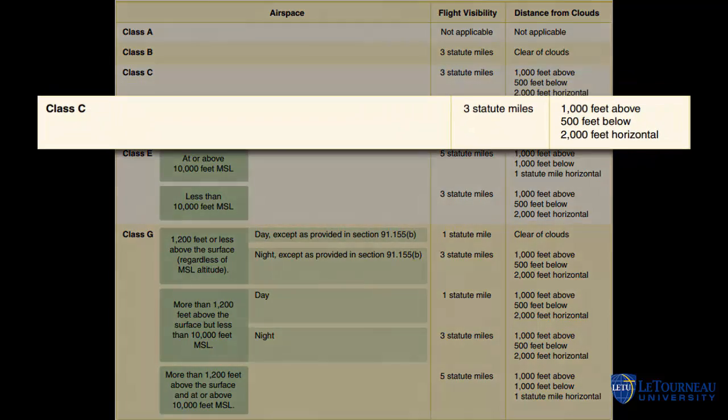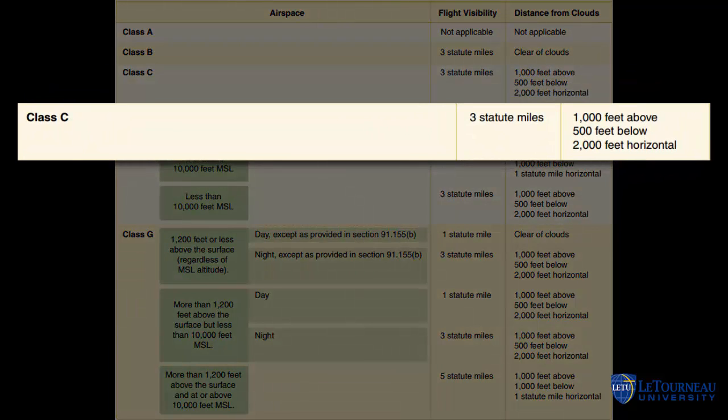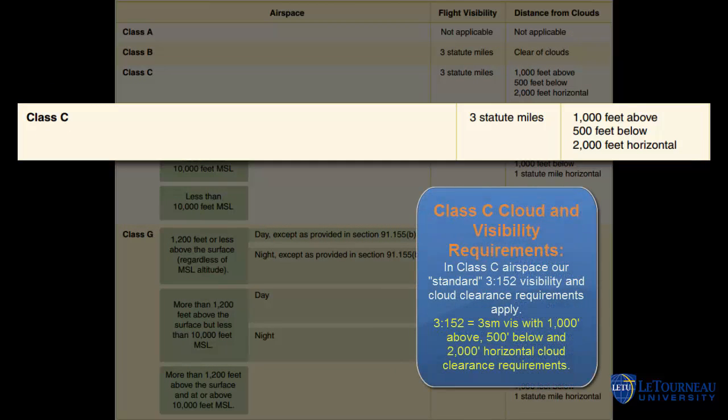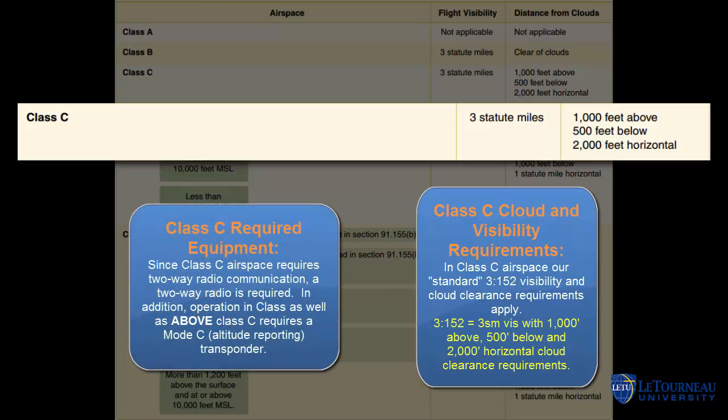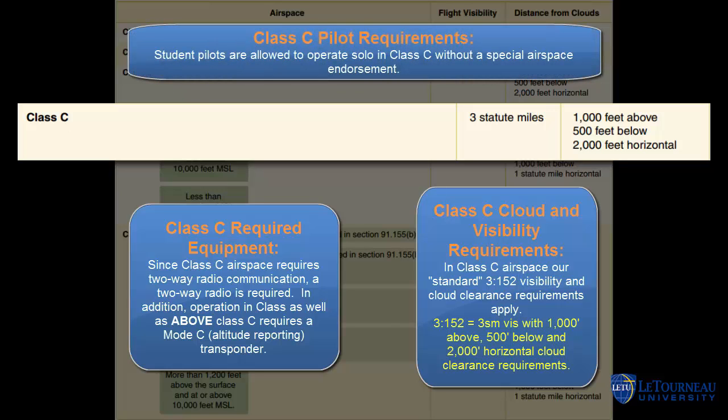Now let's talk about Class C, or Charlie airspace. Class C cloud and visibility requirements. In Class C airspace, our standard 3152 visibility and cloud clearance requirements apply. 3152, as we've talked about in class, equals 3 statute miles visibility with 1,000 feet above, 500 feet below, and 2,000 foot horizontal clearance requirements.